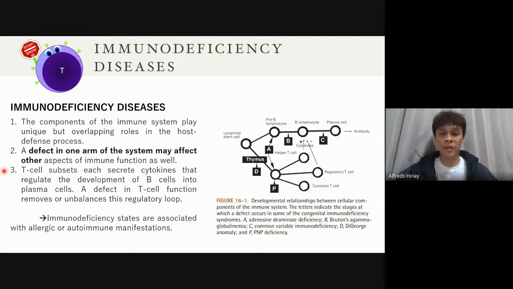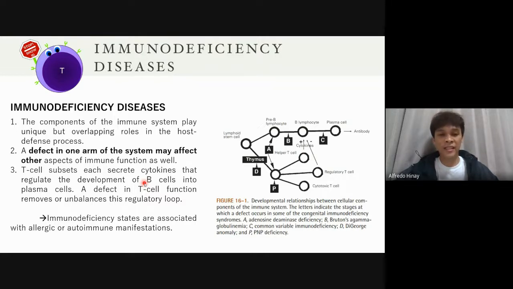Then a defect in one arm, ito yung sinasabi ko kanina, a defect in one arm of the system may affect other aspects of your immune function as well. So ano yung sinasabi ni Stevens, class? Sinasabi ni Stevens, pag nagka-problema daw yung T cell mo, magkaka-problema din yung B cell mo. Because your B cell requires your T cell for maturation, specifically with the release of cytokines. And here, on number 3, T cell subsets each secrete cytokines that regulate the development of your B cell into plasma cell. And a defect of your T cell function removes or unbalances the regulation. So yun yung sinasabi ni Stevens, class, na your T cells are very important specifically for the development of your B cell.